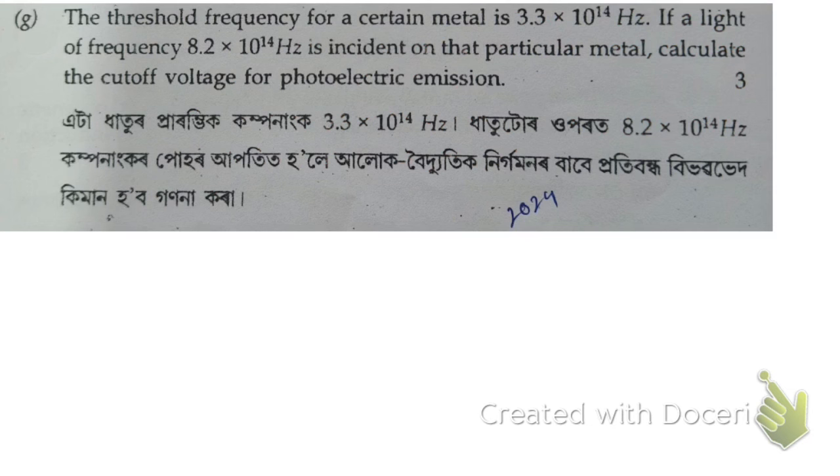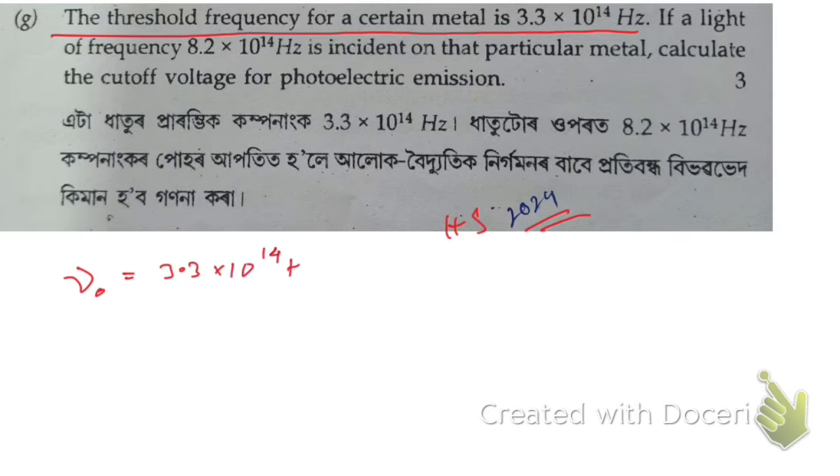Now let me take the next question. So this was also asked in AHS 2024. The threshold frequency is given for a certain material. Threshold frequency nu naught is 3.3 into 10 to the power 14 hertz, that is given, right? And if the light of frequency is 8.2 into 10 to the power 14 hertz, then calculate the cutoff voltage.